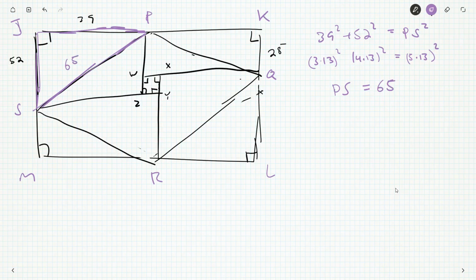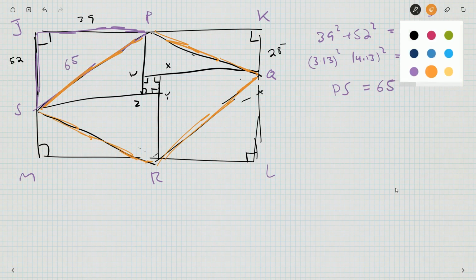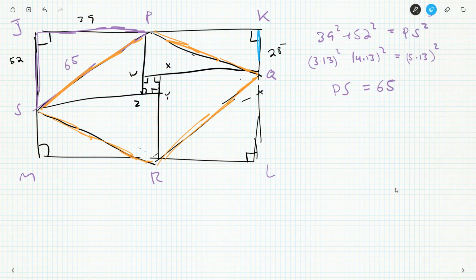Now because it's a rhombus, let's get another color out here, orange. Because we've got a rhombus here, these orange lengths are the same. Okay, what can we do with that? Well, I've got this KQ over here is 52. Or sorry, not 52, 25. So we got a 65 here. I guess I could figure out PK. I don't quite know how that's going to help me right now, but I could certainly do it.